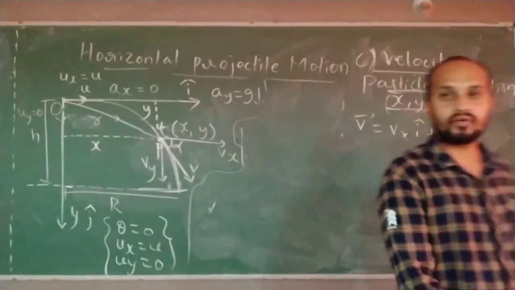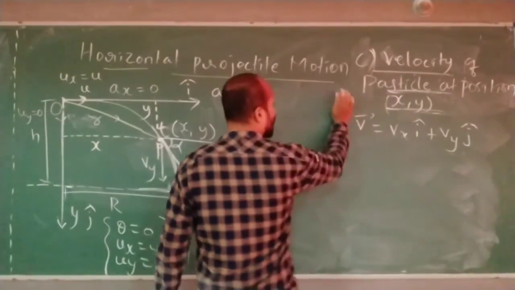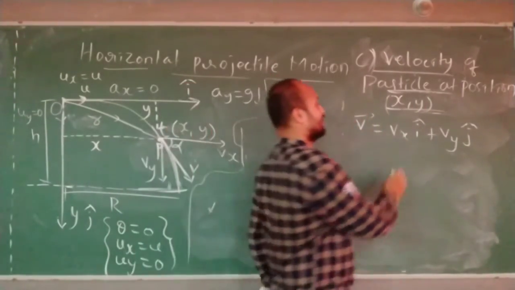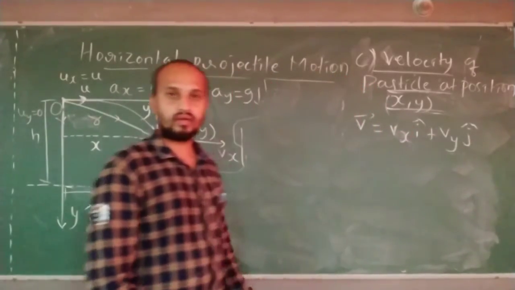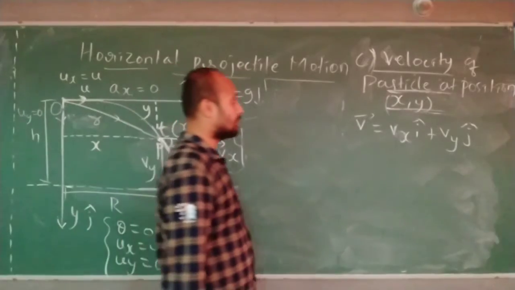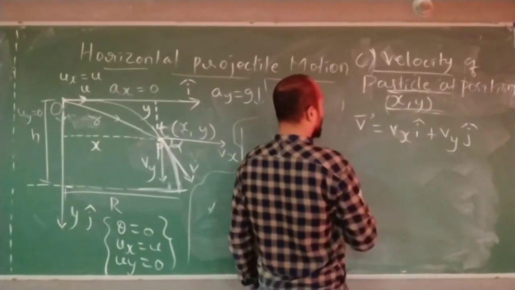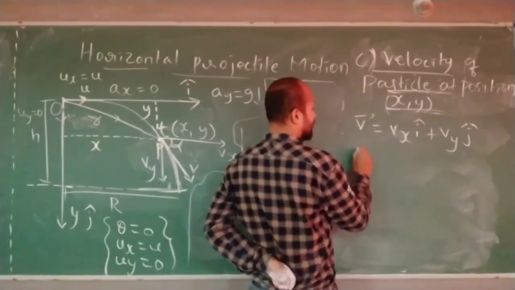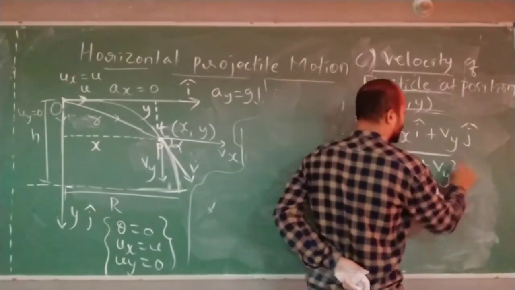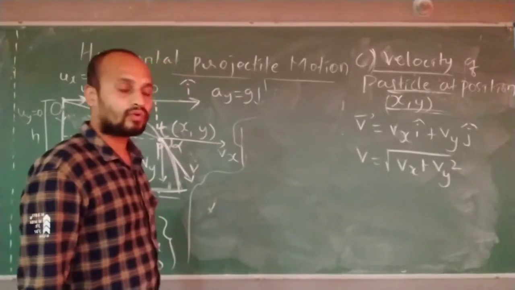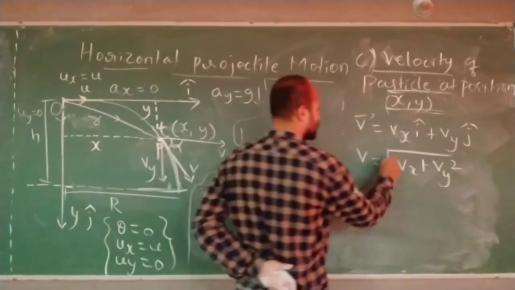Same diagram I am going to take. Vector v is equal to vx i cap plus vy j cap. Then I can write, what is that? v is equal to root of vx square plus vy square.